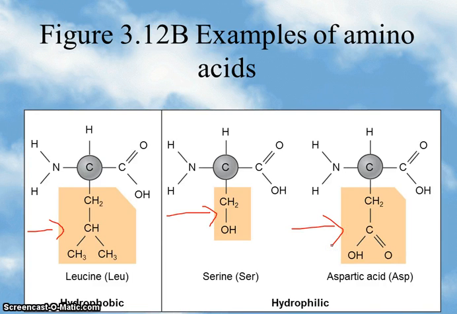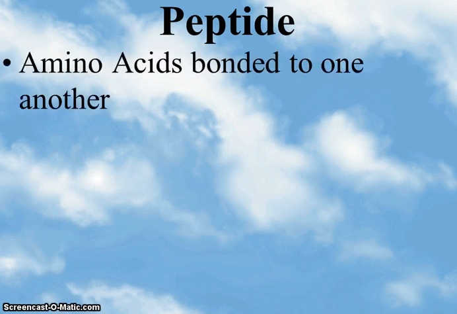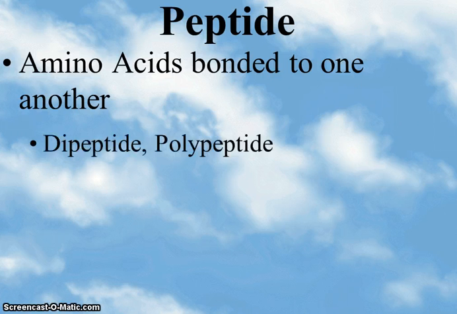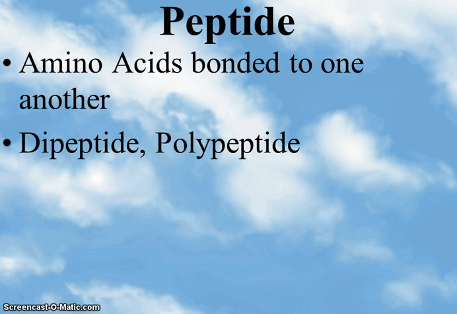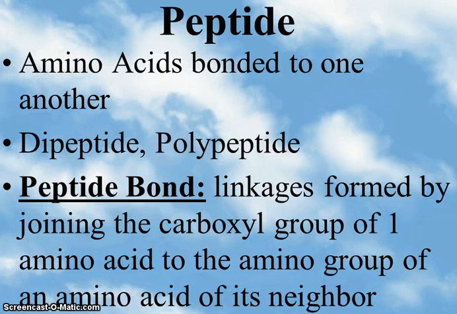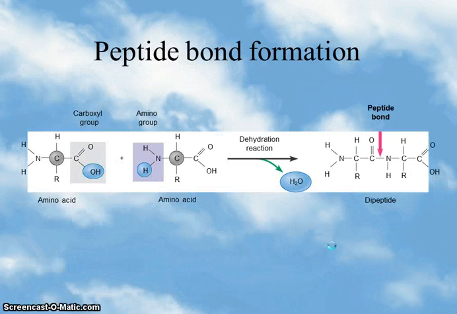Okay, and again, these are just showing you some examples of how the R group changes to make each amino acid unique. Now, a peptide is formed when 2 amino acids are bonded to another. So a dipeptide is 2, polypeptide is many amino acids bonded together. The peptide bond is joining 2 amino acids together. So we link the carboxyl group of one amino acid with the amino group of the other. And I will show you that picture. Okay, so we have the carboxyl group and the amino group. We do need to remove the water, and that's going to join the peptide bond in the amino acid formation.